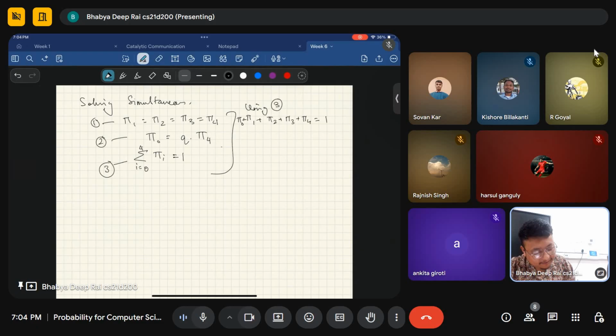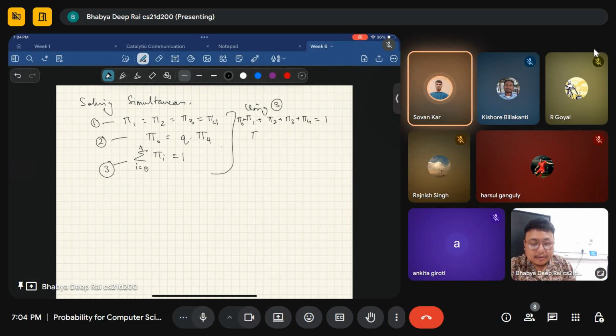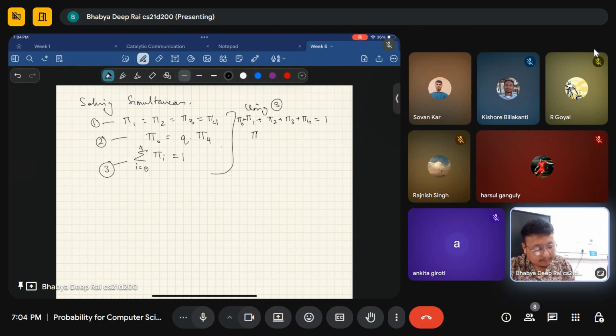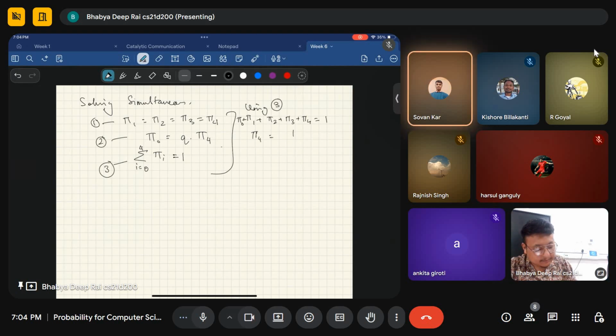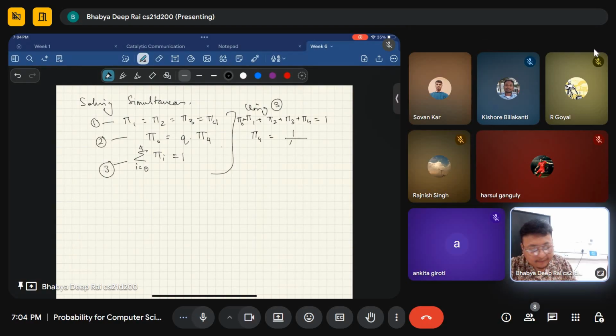So we get pi 4 as 1 by 4 plus q. That's correct. Yes, good.